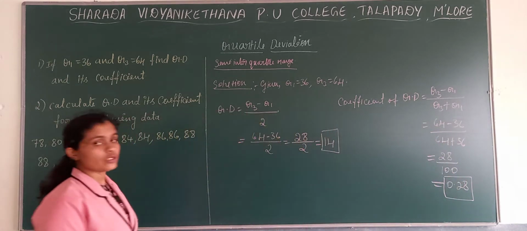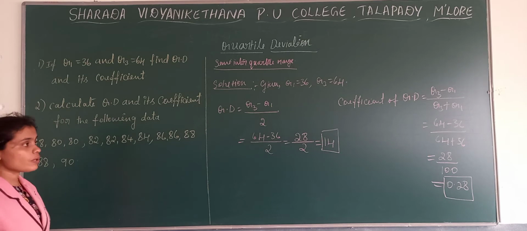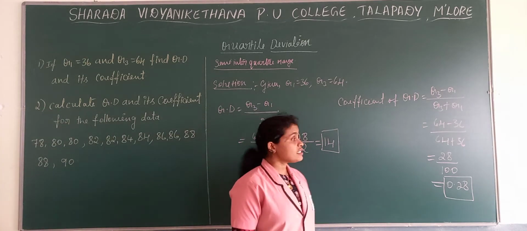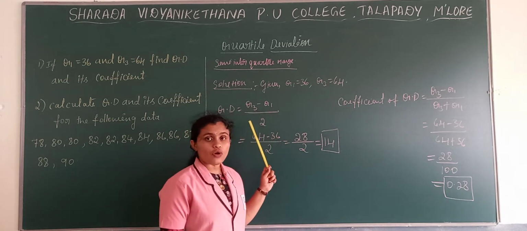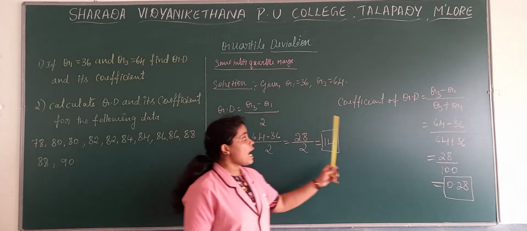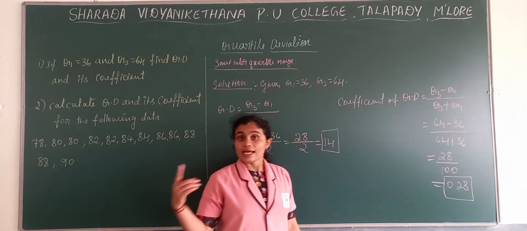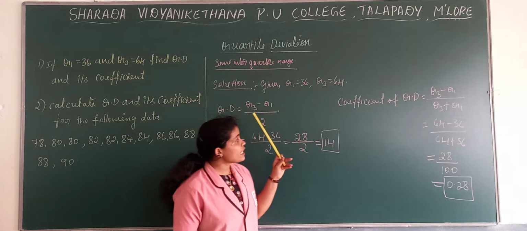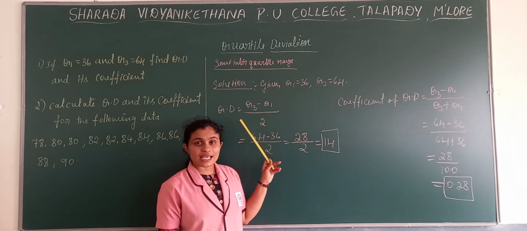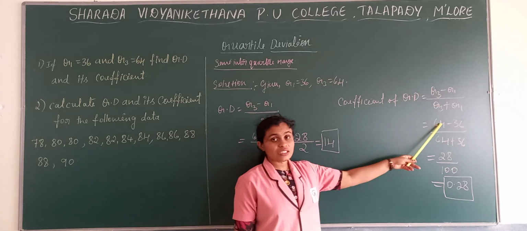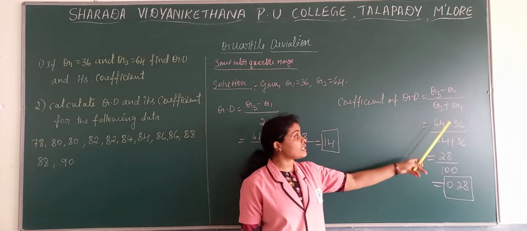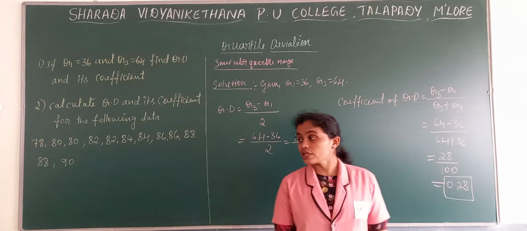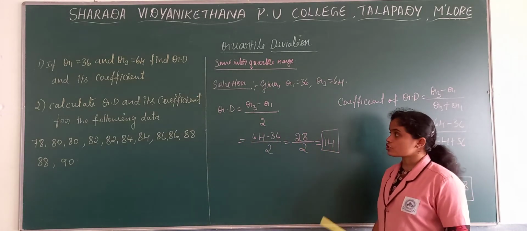This problem you will get for 2 marks. It's a 2 marks kind of problem where the Q1 and Q3 values are given directly. You just need to apply the quartile deviation formula and the coefficient of quartile deviation formula. In the last class we saw the range and coefficient of range. The range formula is H minus L, and the coefficient of range formula is (H minus L) divided by (H plus L).